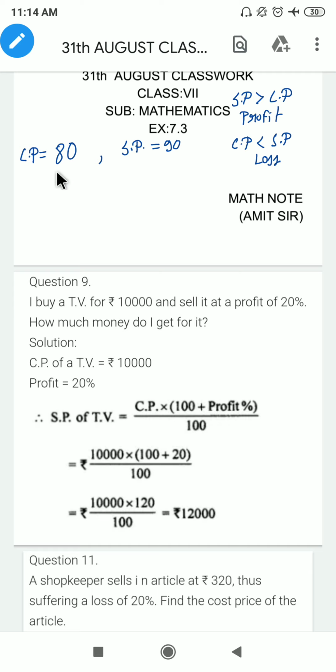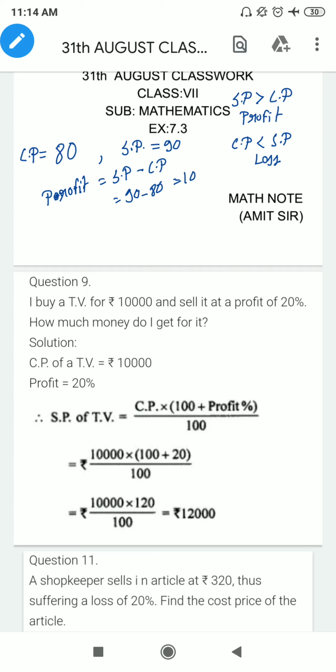Now, how much profit happened? Profit is equal to selling price minus cost price. That means 90 minus 80. There is a 10 rupees profit.